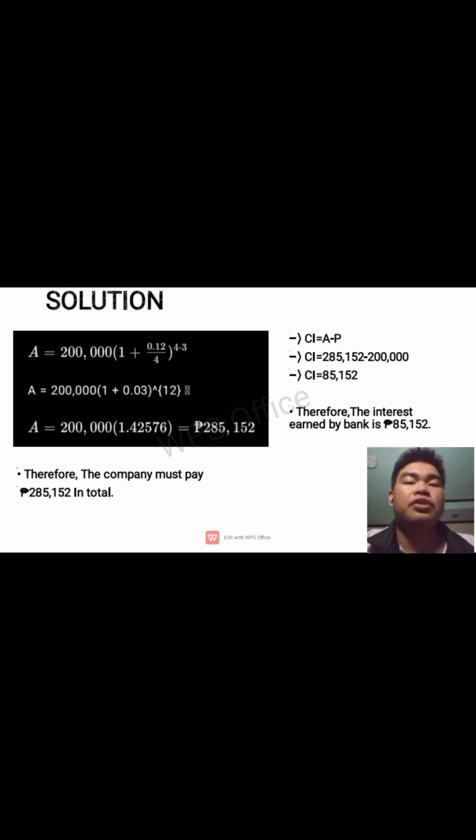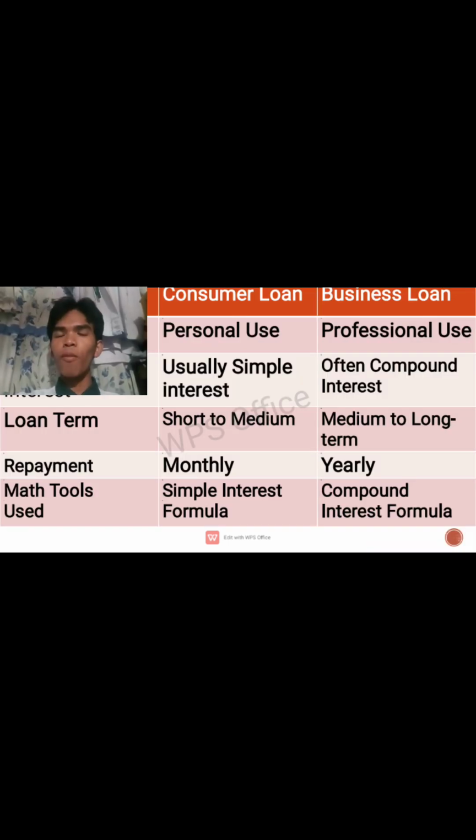Now let us move on to the comparison between consumer loan and business loan. For their purposes, consumer loans are used for personal use, while business loans are used for professional use. Types of interest used: in consumer loans, they usually use simple interest, while in business loans, they often use compound interest.